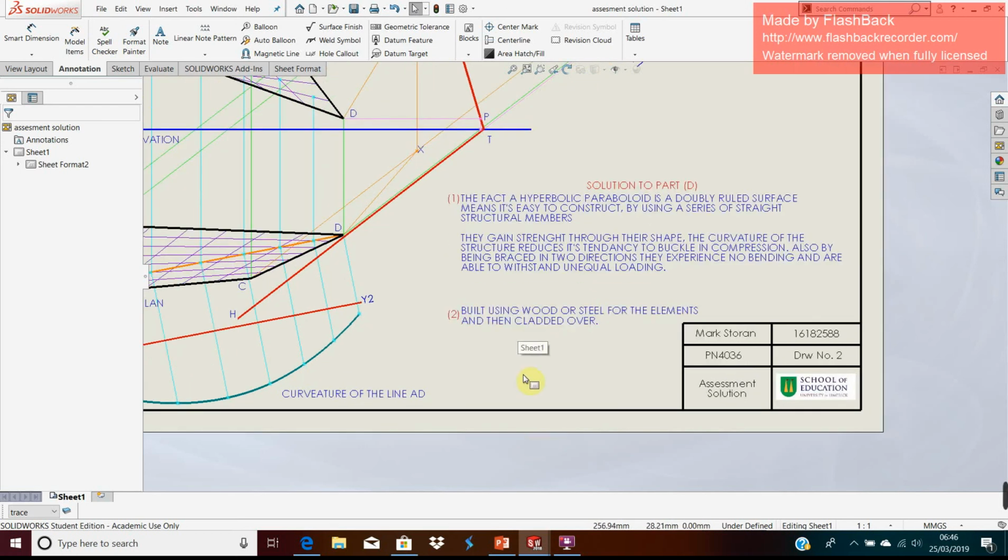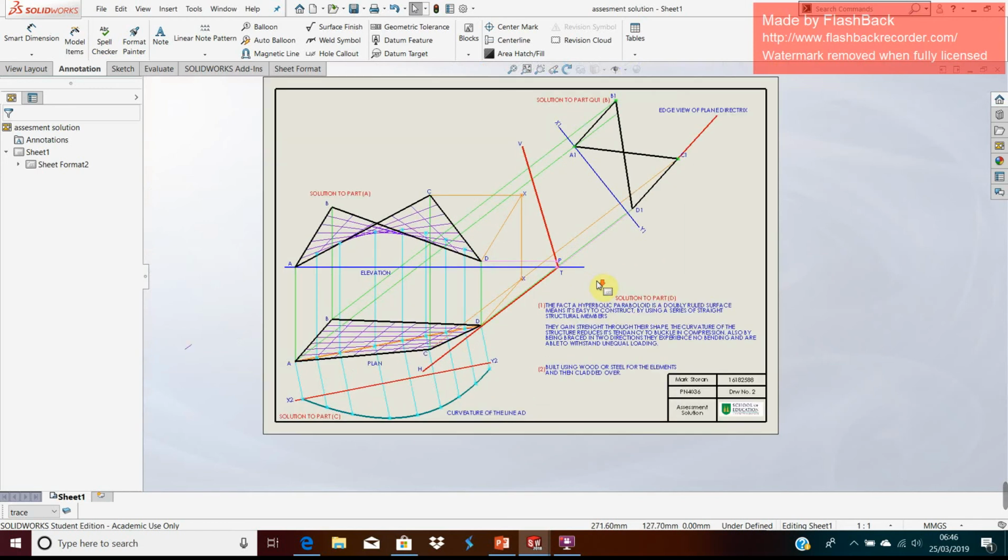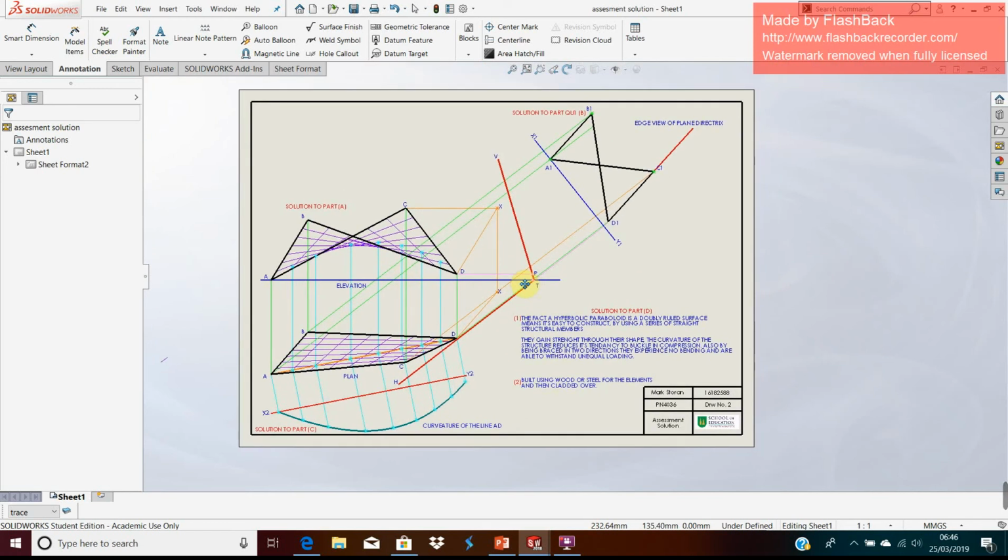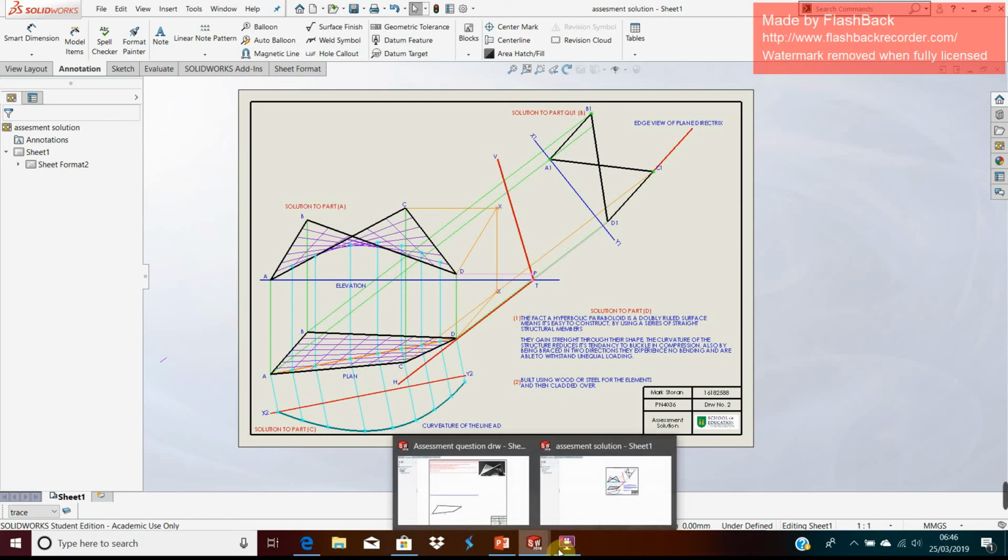And then part 2 would ask us to name 2 materials it could be built from. So it could be built using wood or steel for the elements and then cladded over. So that's a solution anyways to the assessment question I designed for my peers. And I feel it's challenging enough, but it is very definitely doable, and time shouldn't be too bad. Maybe finding the plane director could take a bit of time, but the rest of it isn't too bad. And yeah, that's basically it.